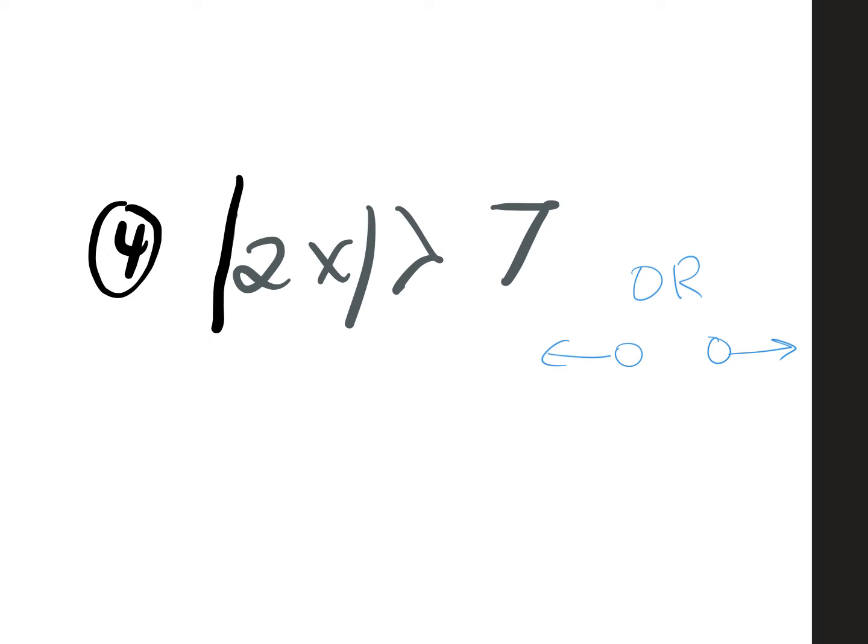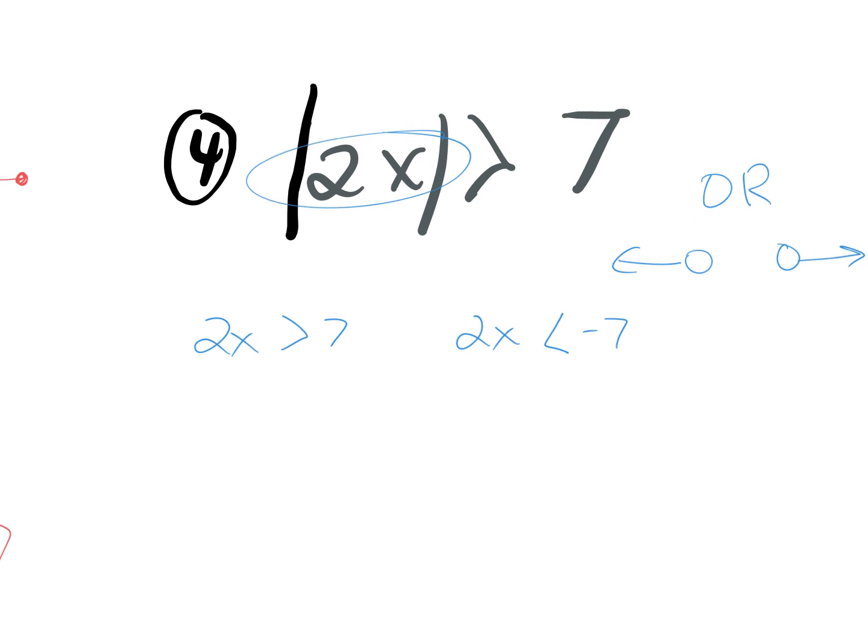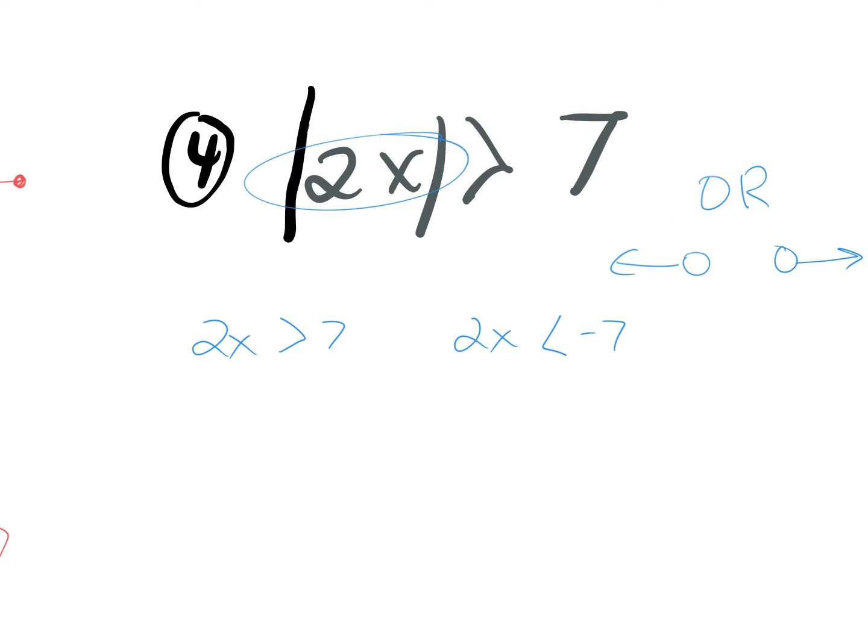Good. Is my absolute value all by itself? Yes. So 2x greater than 7. 2x is less than negative 7. You have to do both things. So algebraically, super easy. We divide both sides by 2. So x is greater than 7 over 2, or divide by 2, and x is less than negative 7 over 2.